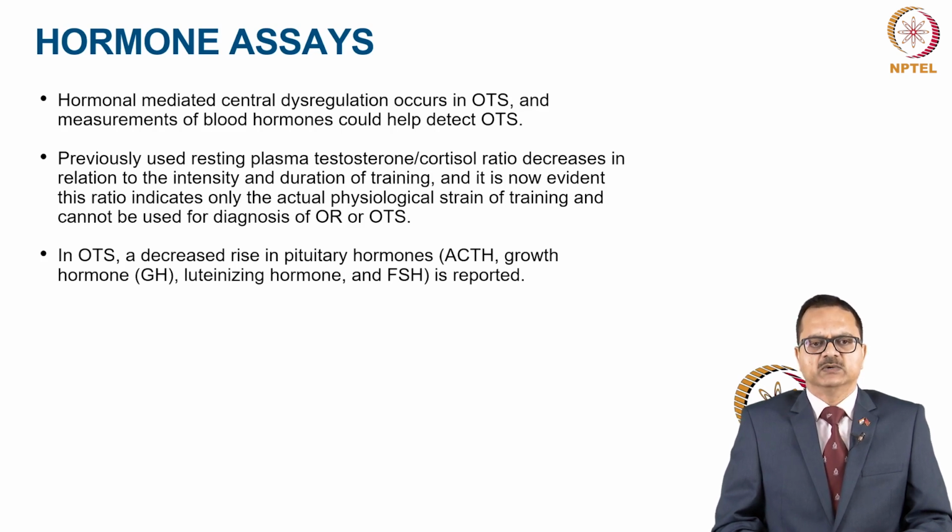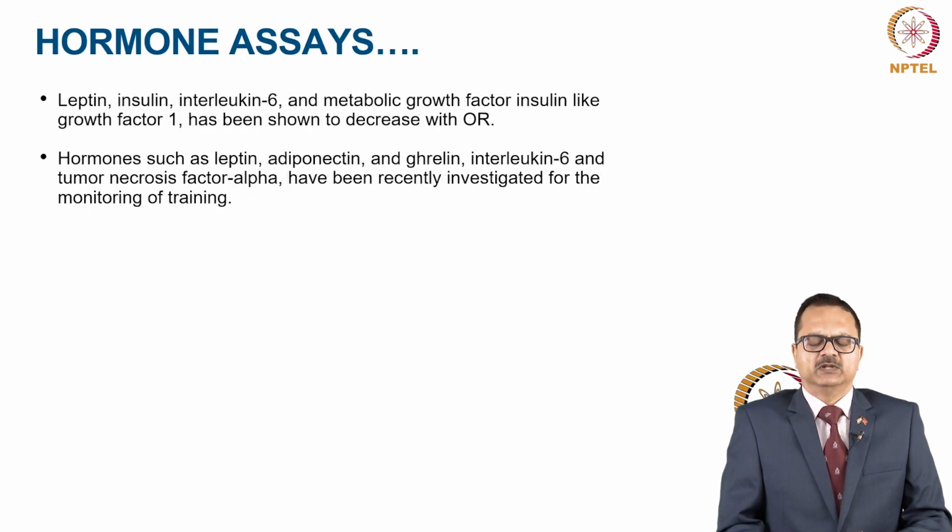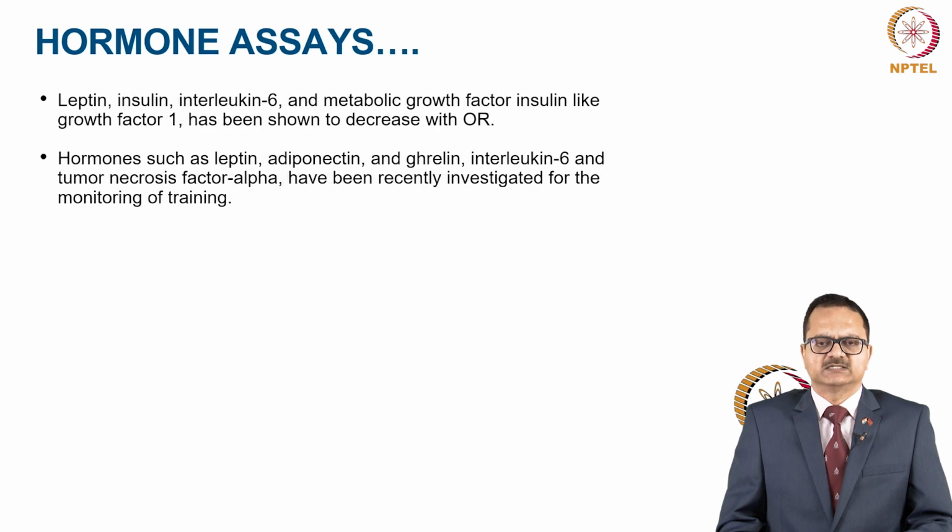In overtraining syndrome, a decreased rise in ACTH, growth hormone, luteinizing hormone, and follicle stimulating hormone has been reported. Leptin, insulin, interleukin 6, and the metabolic growth factor insulin-like growth factor 1 have been shown to decrease with overreaching. Hormones such as leptin, adiponectin, ghrelin, IL-6, and TNF-alpha have been recently investigated for the monitoring of training.